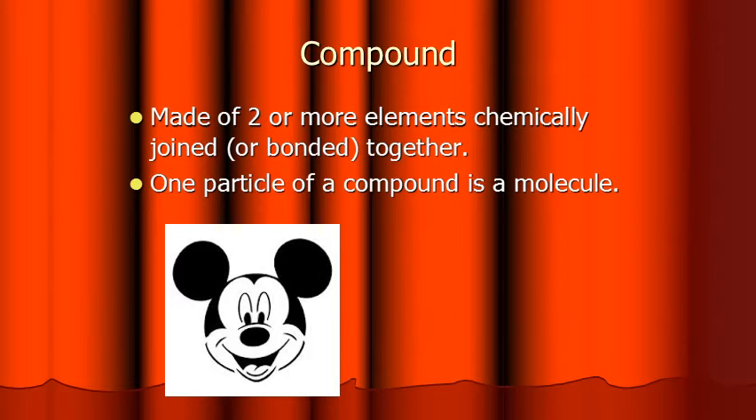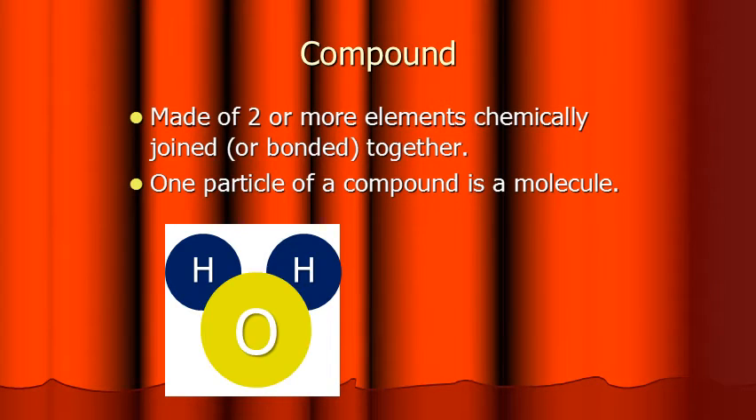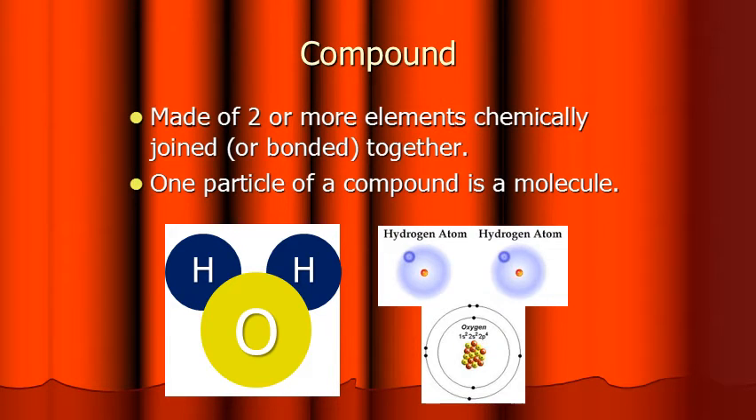And one particle of a compound is called a molecule. So for example, you might be wondering why I got this Mickey Mouse down here. Well, the ears are like hydrogen atoms, and the face is like an oxygen atom. So that would be one molecule of water: two hydrogen atoms and one oxygen atom. So the element hydrogen, two of those, and the element oxygen, one of those, they're all stuck together or chemically bonded together, like sticking your Legos together. That would be one molecule of water, and when we have a whole bucket of those molecules, we would call that the compound water.